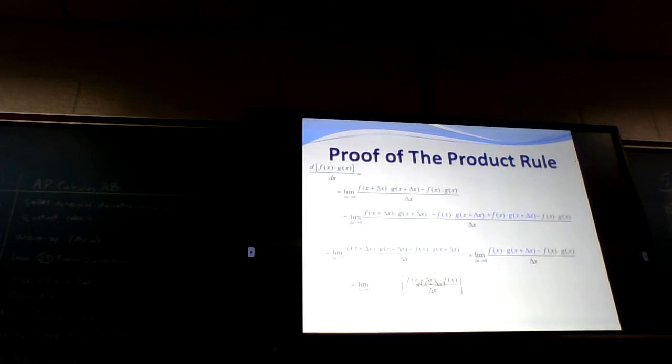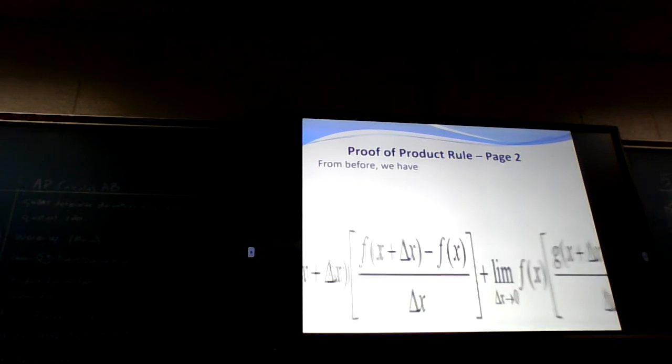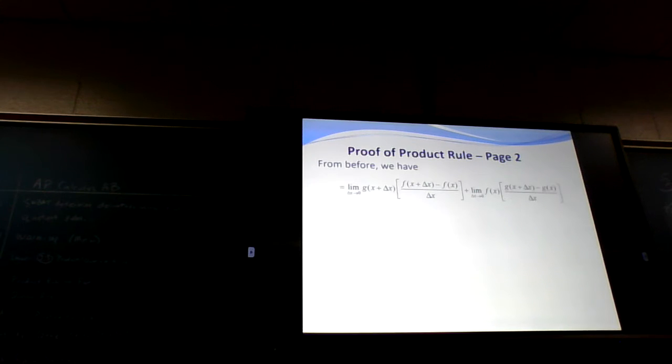So I can pull out that g of x plus delta x, correct? By the distributive property. And what do these two have in common? They have that f of x in common, right? So guess what I can do there? I can pull that out. Now, again, you're probably thinking, I don't know if this is getting better. Maybe it looks a little bit better. Now, this right here is exactly what we had on the last step, so I just recopied it right here.